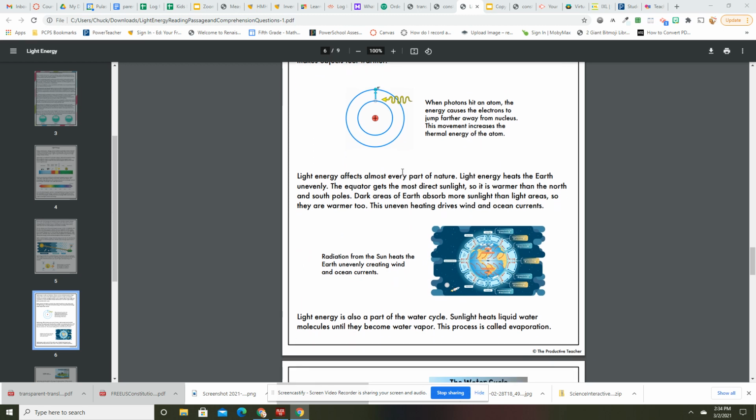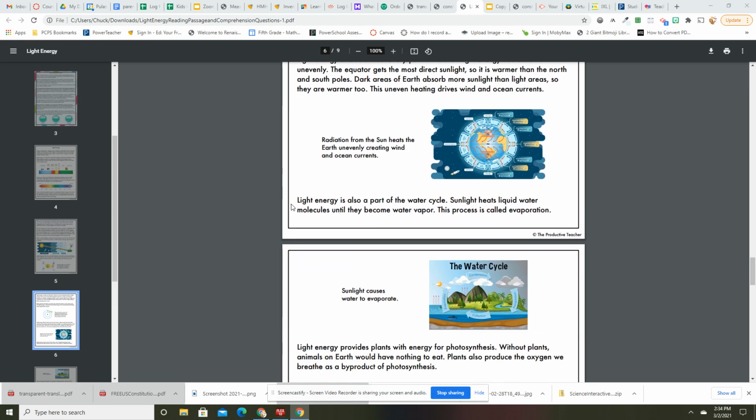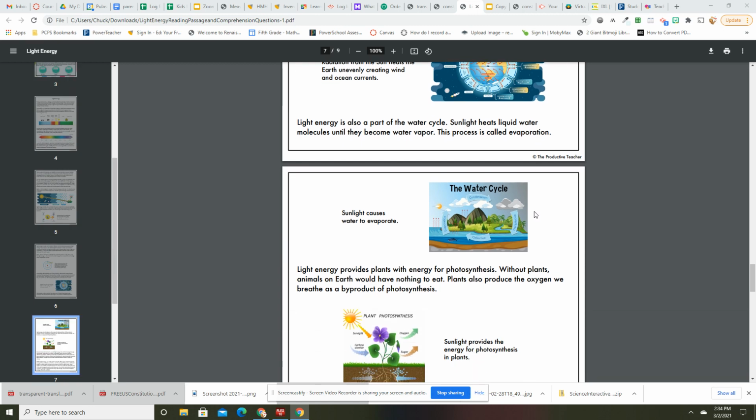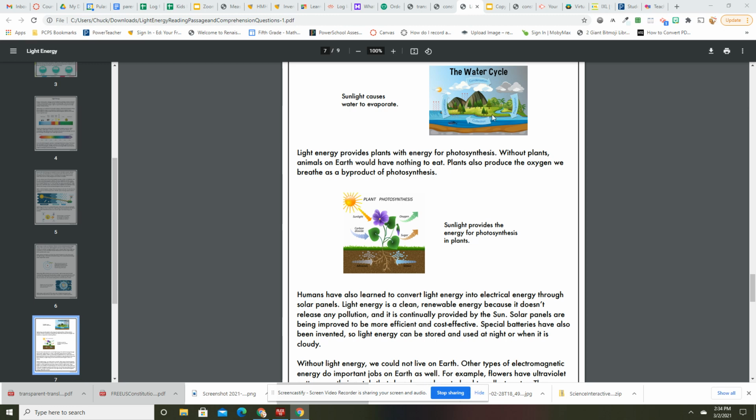Light energy affects almost every part of nature. Light energy heats the Earth unevenly. The equator gets the most direct sunlight, so it is warmer than the North and South poles. Dark areas of the Earth absorb more sunlight than light areas, so they are warmer too. This uneven heating drives wind and ocean currents. Light energy is also part of the water cycle. Sunlight heats liquid water molecules until they become water vapor. This process is called evaporation. So there's the water cycle.